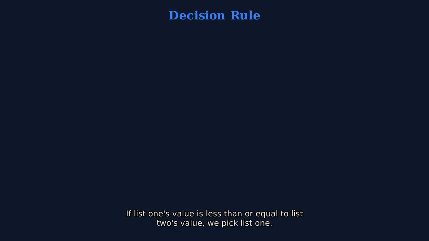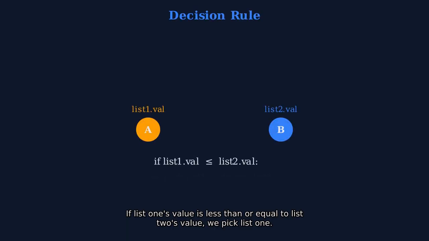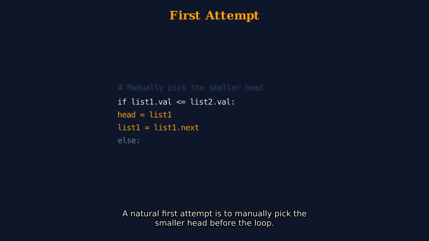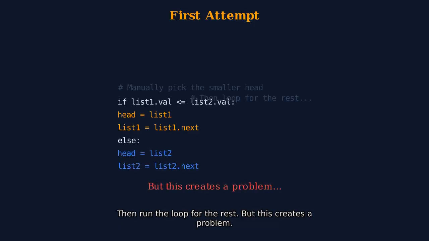If list 1's value is less than or equal to list 2's value, we pick list 1. Otherwise, we pick list 2. After picking, we move that list's pointer to the next node. A natural first attempt is to manually pick the smaller head before the loop, then run the loop for the rest. But this creates a problem.